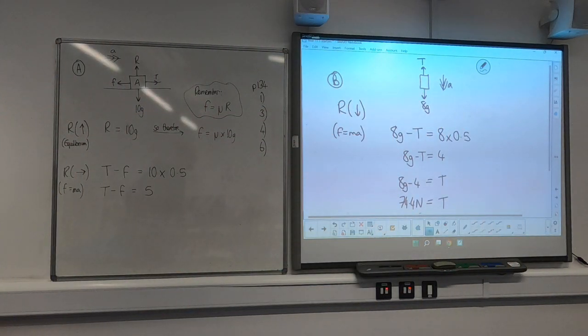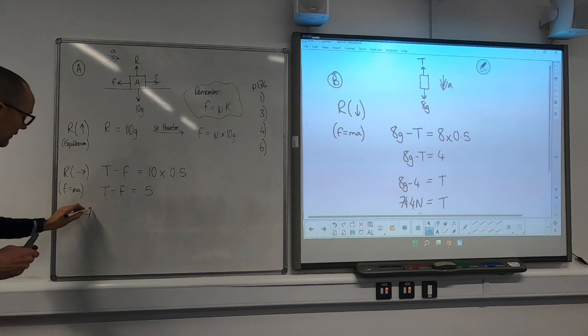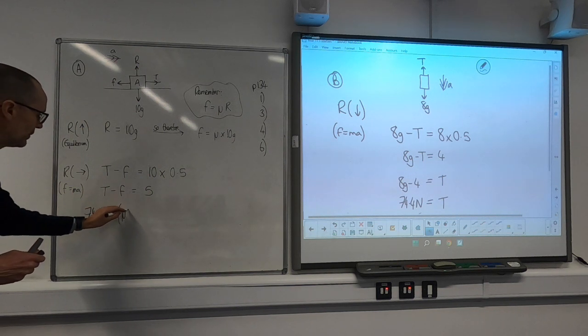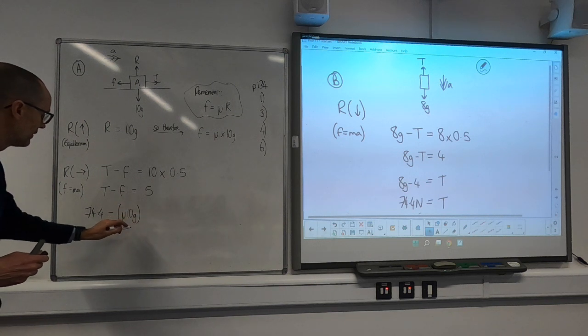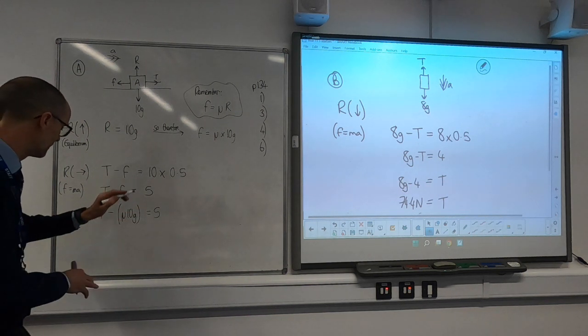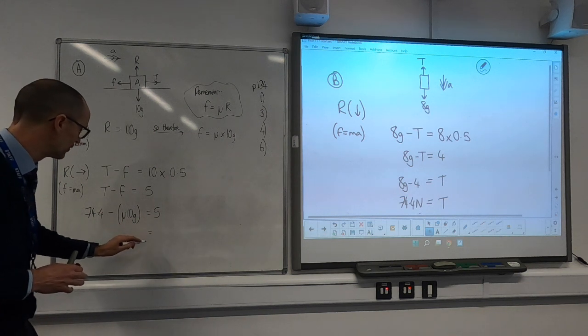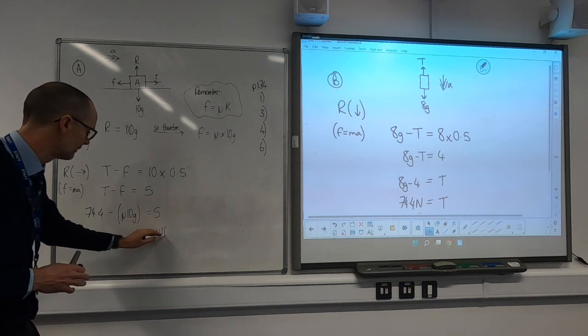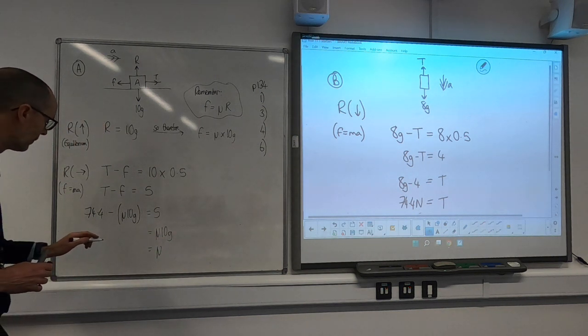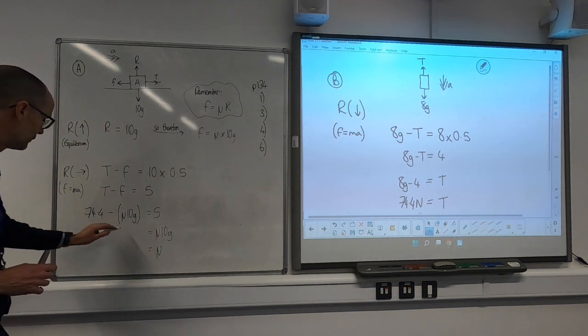And then I can come over here. Now I know what T is. I know that F is mu times 10g. So I've got T, which is 74.4, minus mu times 10g, equals 5. And then it's just a bit of algebra jiggery-pokery to work out the value of mu, which should be between 0 and 1.